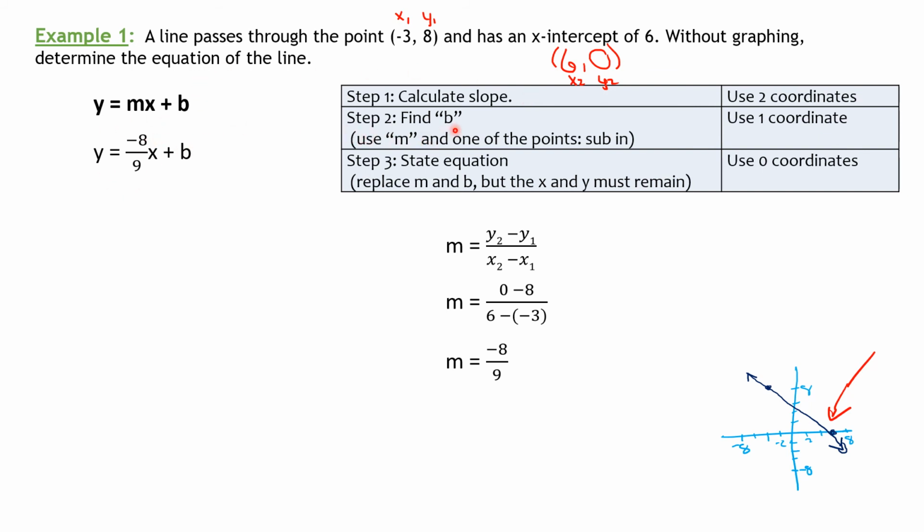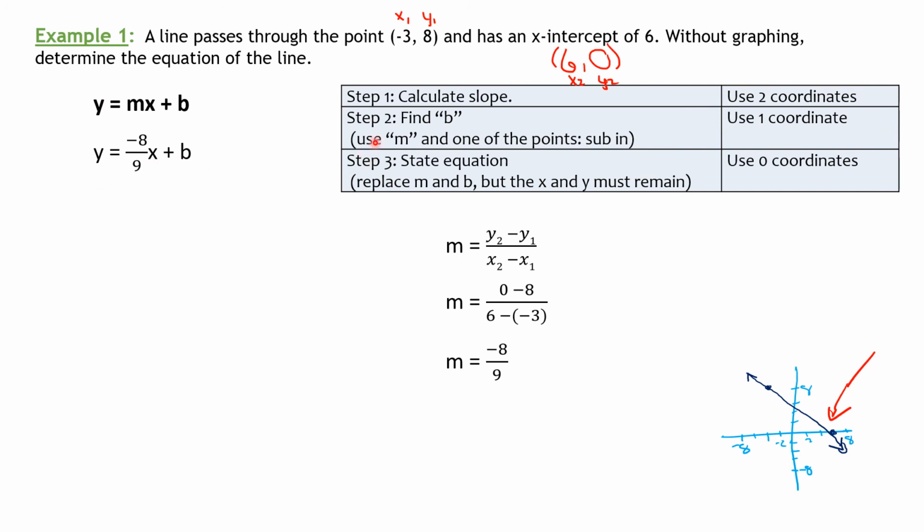Step 2 is to find b. So we're going to find b. We only need one coordinate. We're going to use the slope and one of the points, sub in. To find b, we're going to do it right here. So we calculate slope separately, kind of off to the side, and then we sub it in. But to calculate b, I can just keep working right here.